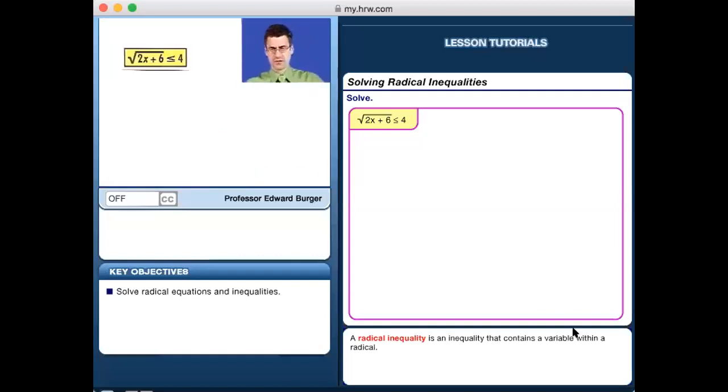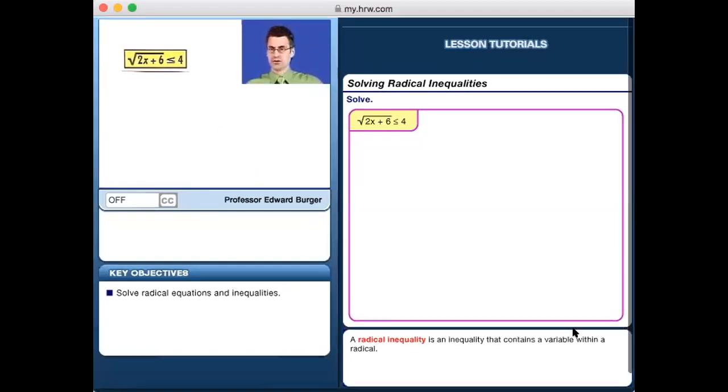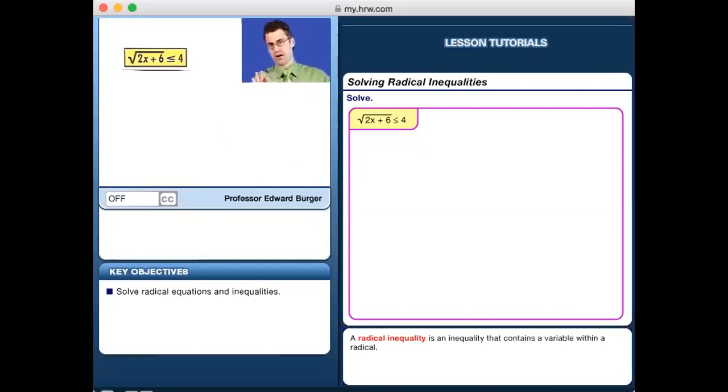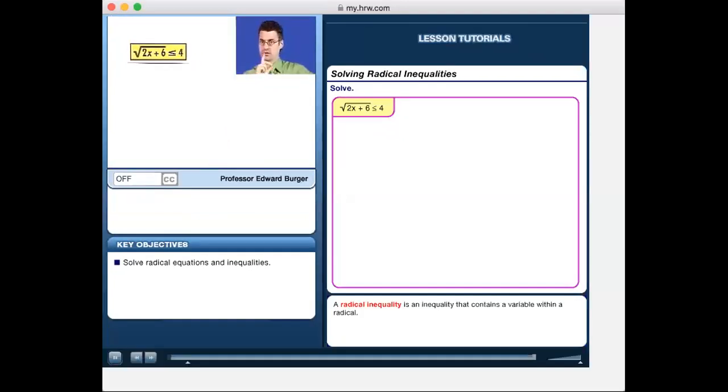Let's take a look at an inequality that involves a square root. Square root of the quantity 2x plus 6 is less than or equal to 4. This actually is going to require us to think a little bit harder than usual. So let's think through this.